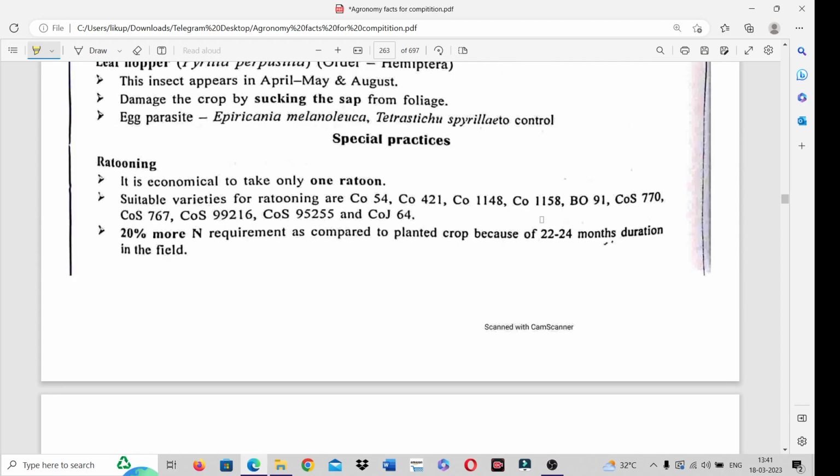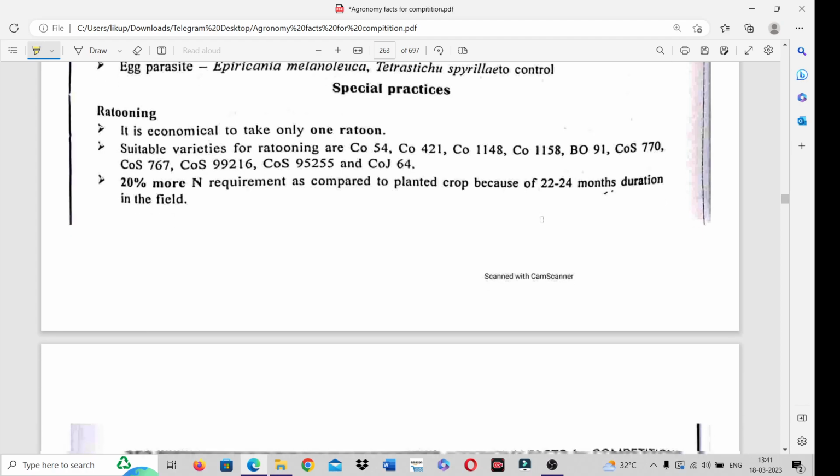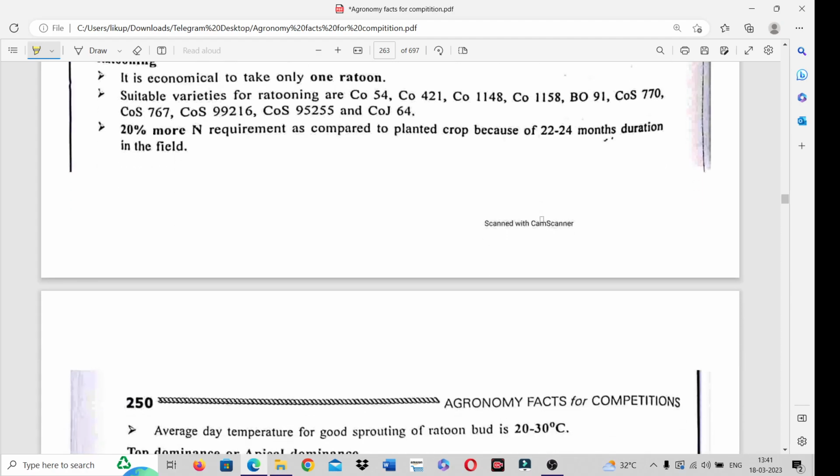So suitable varieties of ratoon are CO 54, CO 421, CO 1148. Okay, so CO varieties, all CO varieties done. Then BO 91. Ratoon crop has 20% more nitrogen requirement as compared to the planted crop because of 22 to 24 months duration in the field.